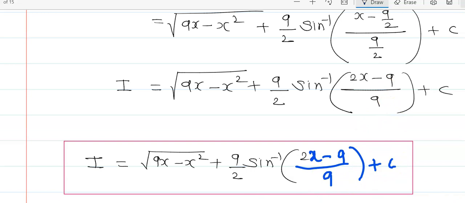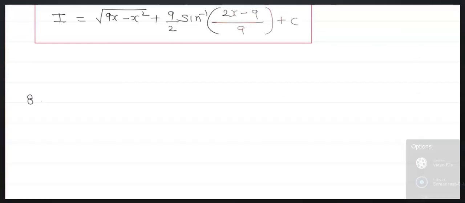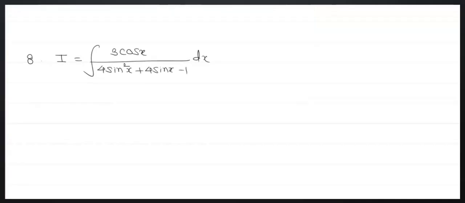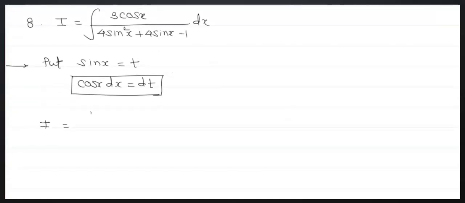Now the next is example number 8. I is equals to integral 3 cos x upon 4 sin square x plus 4 sin x minus 1 dx. Here we substitute sin x is equals to t. Therefore, its derivative cos x into dx is equals to dt. Therefore, I is equals to integral dt upon 4t square plus 4t minus 1.